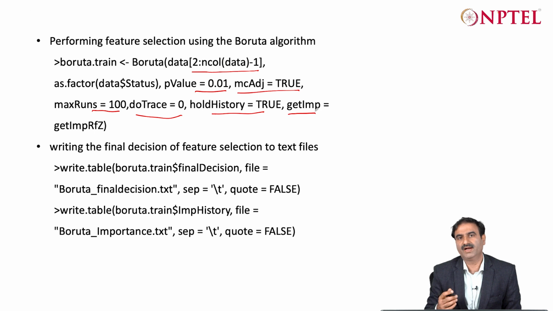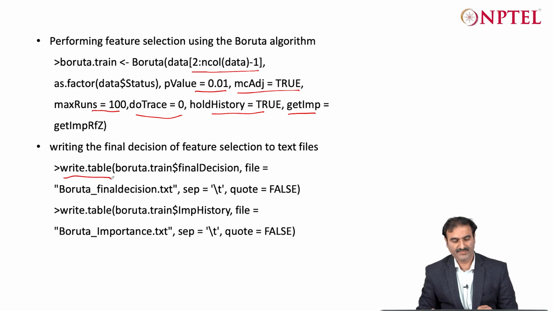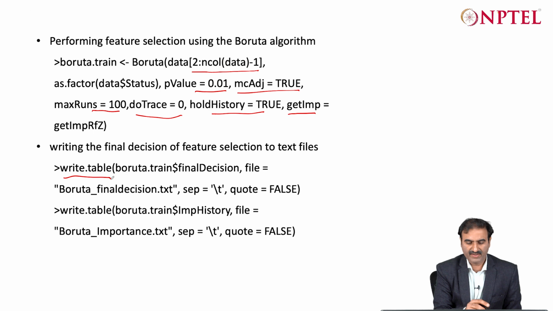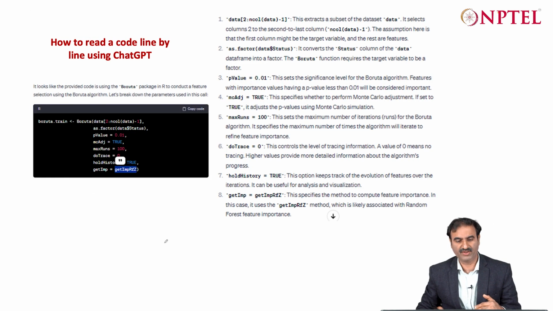And again for this code I will show how ChatGPT can be used to reveal more about the code. Then finally you will be writing the final decisions and tables with write.table, where you will write to the final decision file. The separator is set, quote is equal to false, and then the Boruta importance is what you want to calculate, which will be given also as the output.